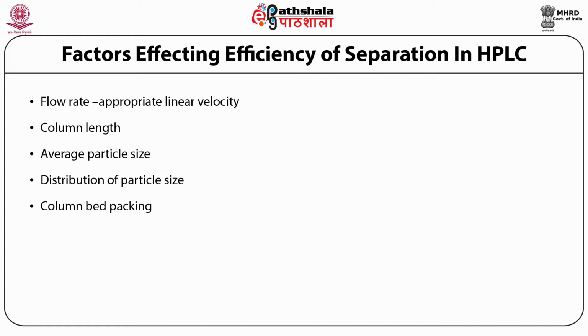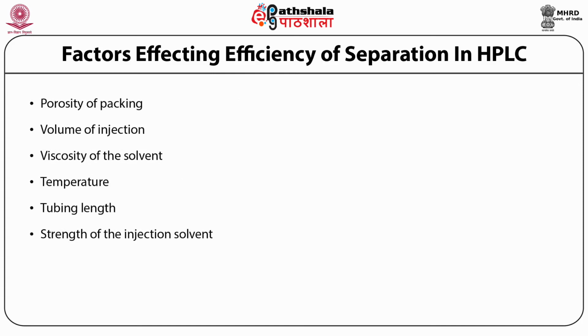Next is about distribution of particle size. If the particle size is uniform, you get a much better peak shape. If it is not, the peak shape suffers. Column bed packing. The bed packing is another important parameter, but today we never go for packing the column ourselves, as commercially available columns are packed very well, so these kinds of problems are not much encountered right now. Porosity of the packing.